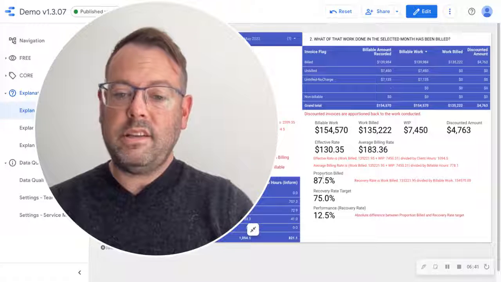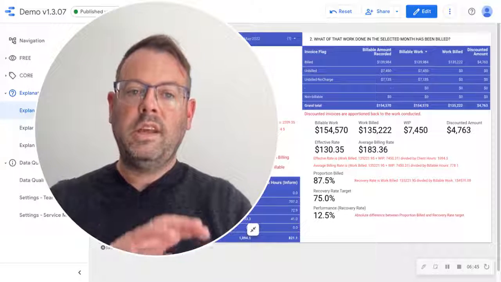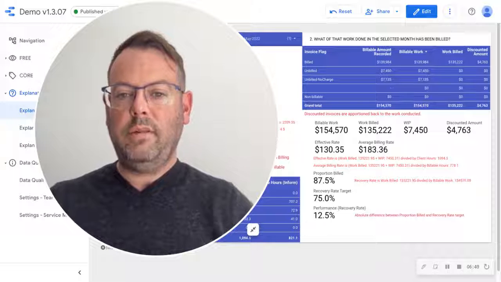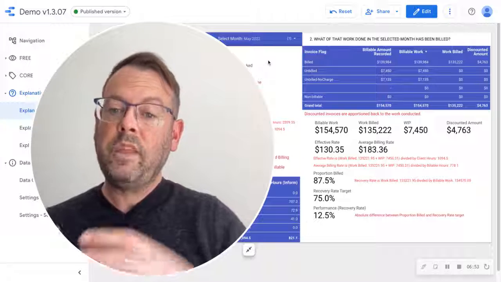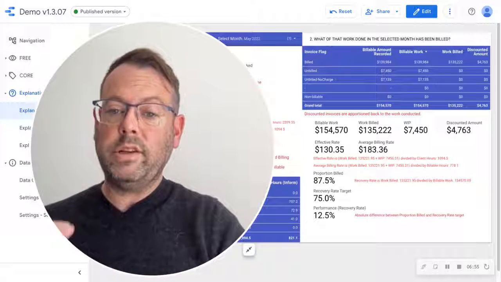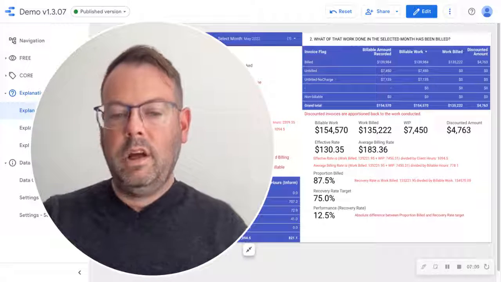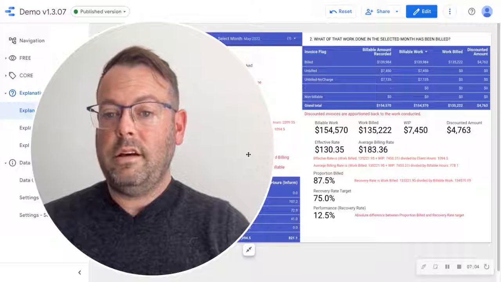So that's that second section. Again, in summary, it is looking at what work did I do in the month selected. If I just move myself out, you can see that's May 2022. What work did I do in May 2022? And what have I been able to recover and bill from that work that I did?